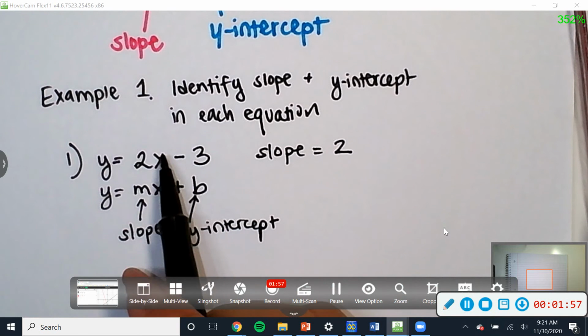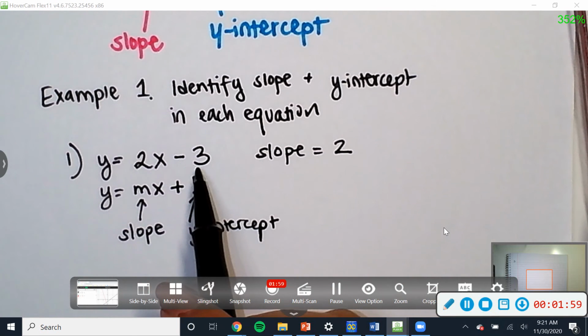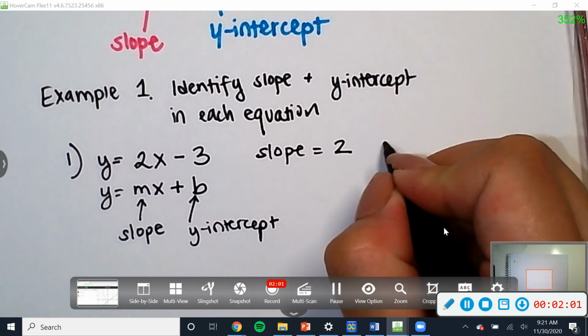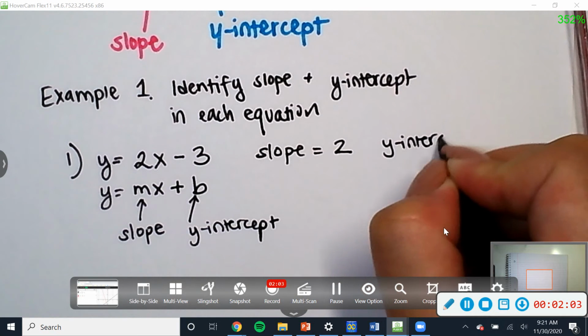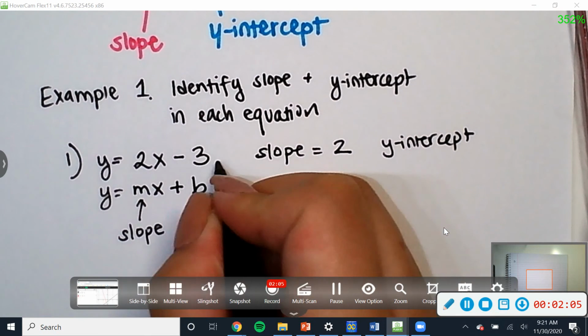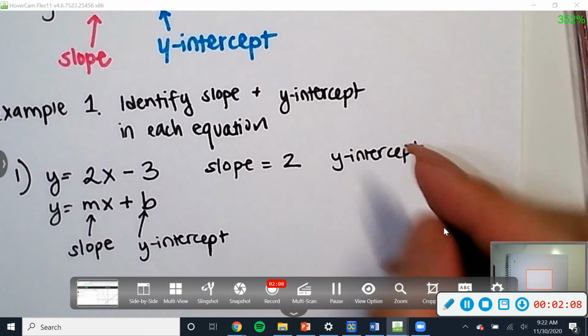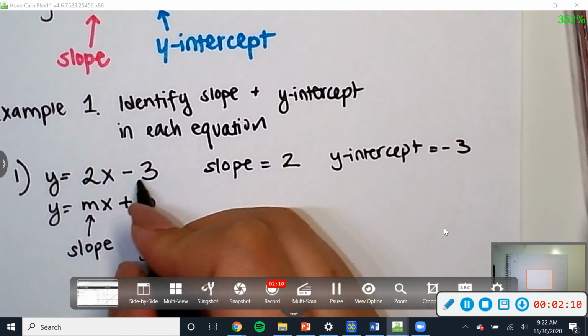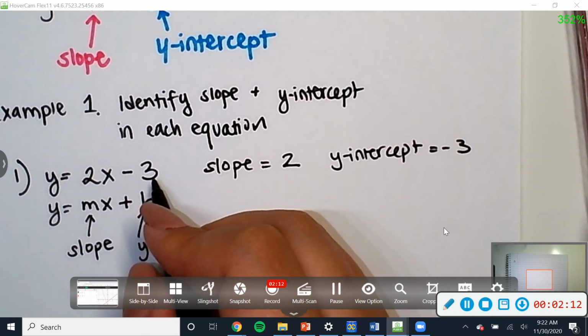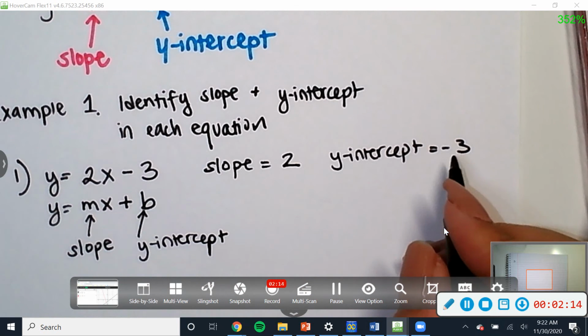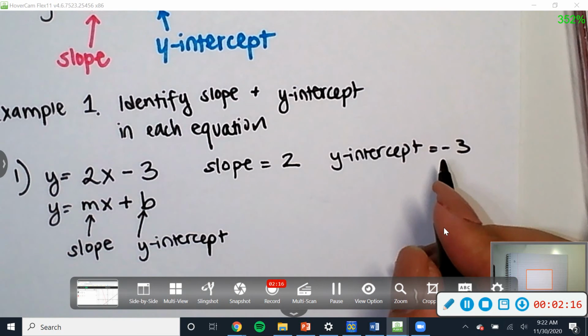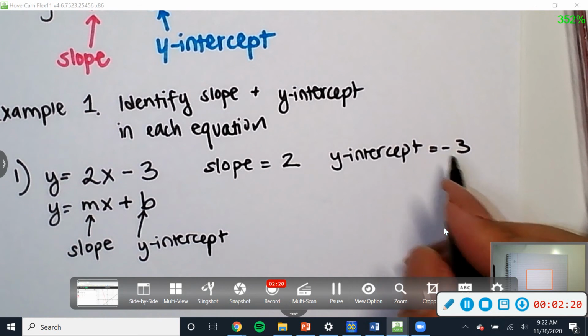So in this example, y equals 2x minus 3. Our y-intercept is minus 3 or negative 3. When there is a minus sign or when you're subtracting this number, you need to always make sure that you include it in your y-intercept value. So it's not just 3, it is a negative 3.